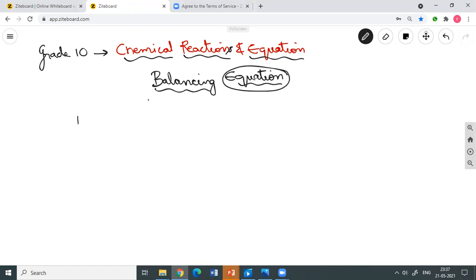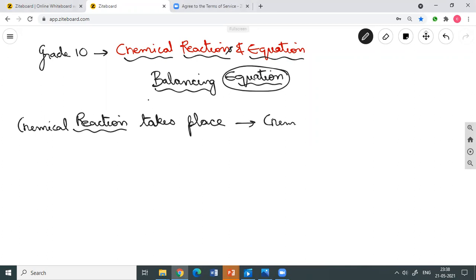An equation is when a reaction takes place. Is it a physical reaction or a chemical reaction? It's a chemical reaction. So when a chemical reaction takes place, we try to show the reaction in the form of an equation. So in precise, we call it a chemical equation. A chemical equation comprises two parts: the reactants and the products.